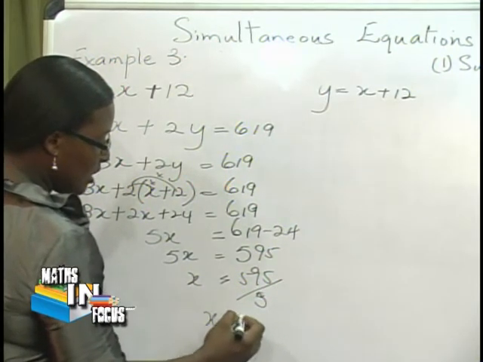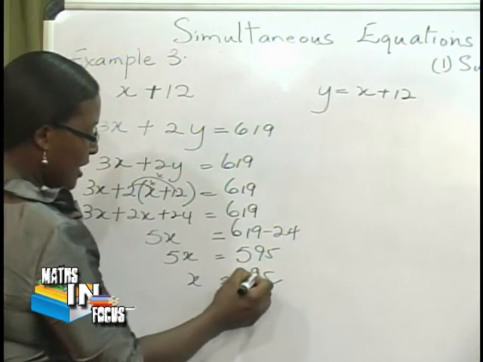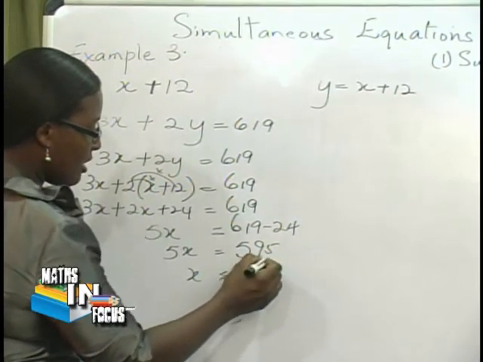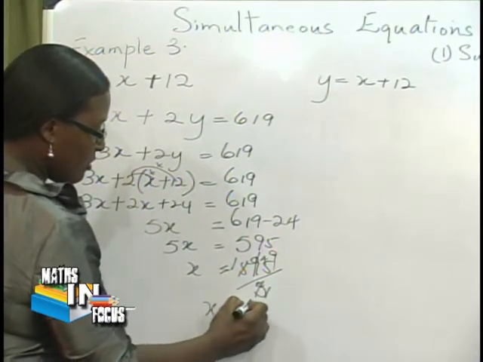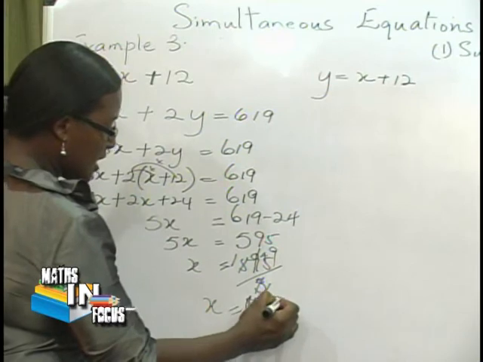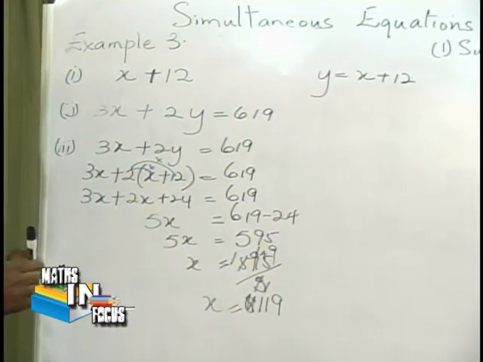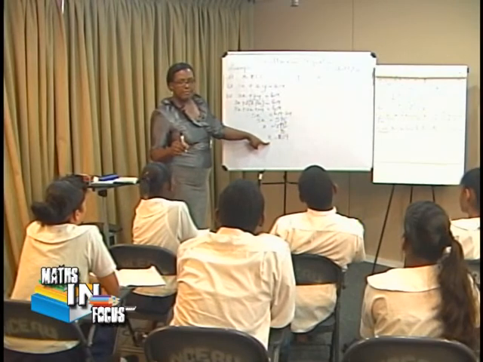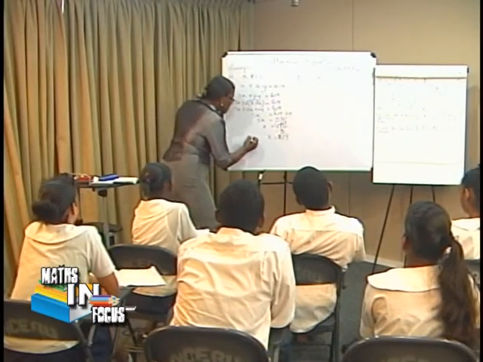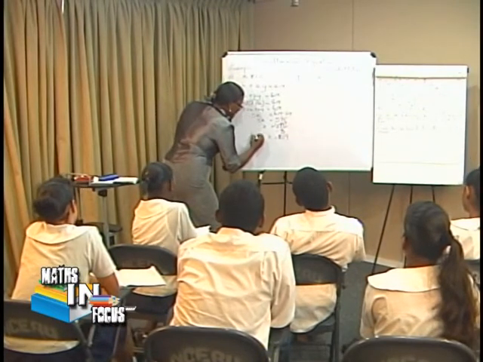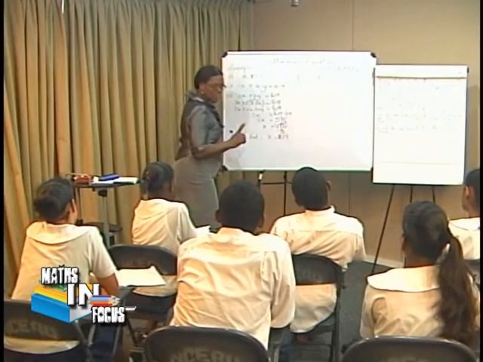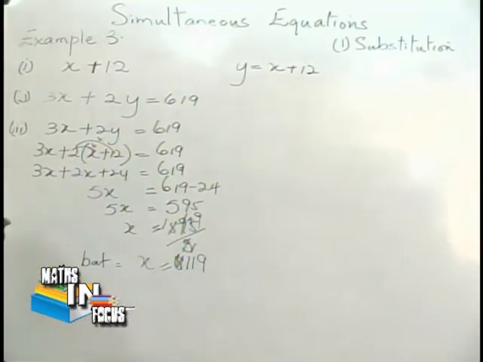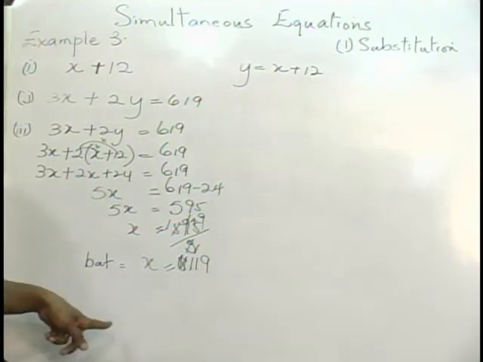And x is equal to 5 ones are 5, 5 ones are 5, and 4, 5 nines are 45. $119. Now, what did we say x represents? The cost of the bat. The cost of a bat. So we say the bat equals x equals 119. What did they ask us to find the cost of? Racket. Do we stop here?